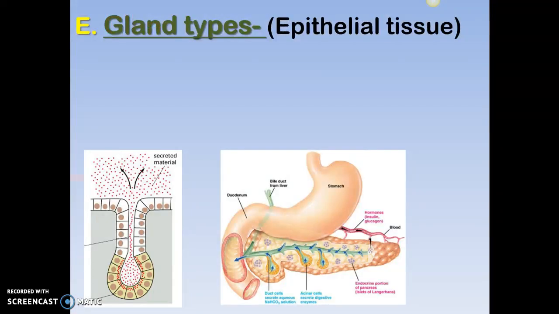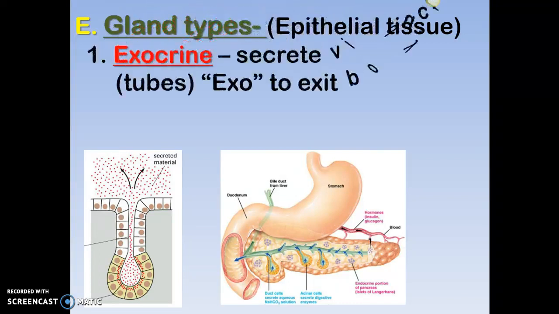E, gland types. I'm not going to get into all the different types. I'm going to talk about your gland types like sweat glands. So, exocrine glands, exo means to exit, so they shoot outside the body. That's like your sweat glands, saliva glands, everything goes onto the surface. Your digestive glands, they shoot all that digestive juice out into the small intestine.